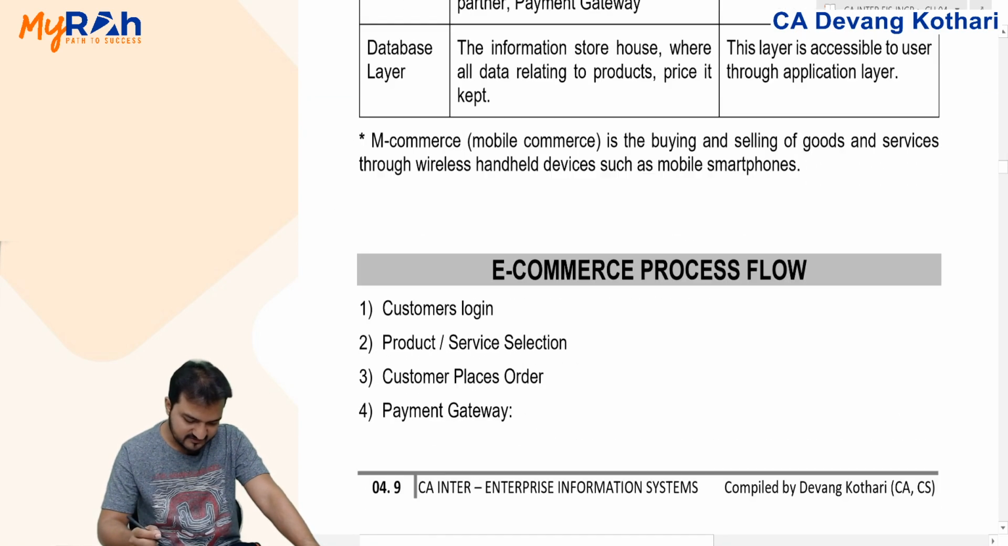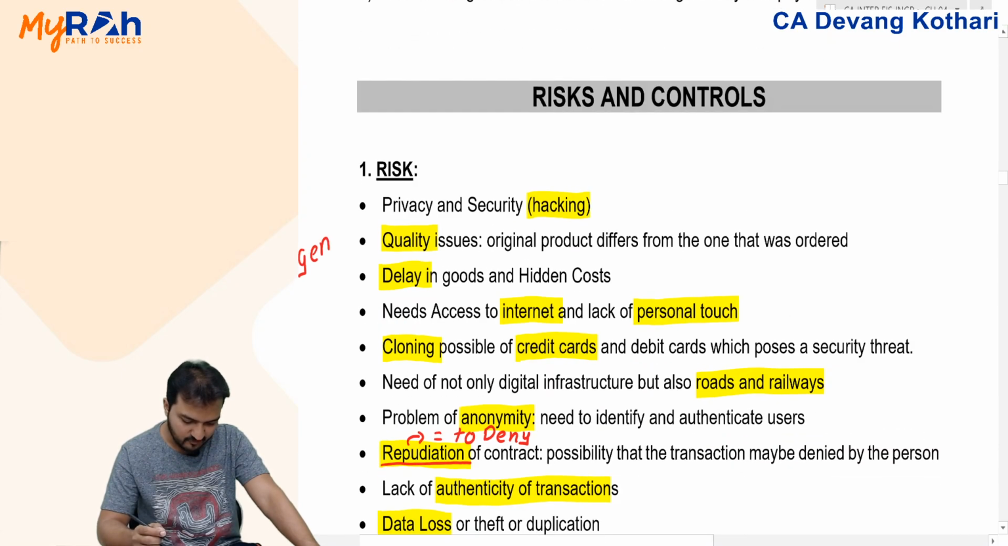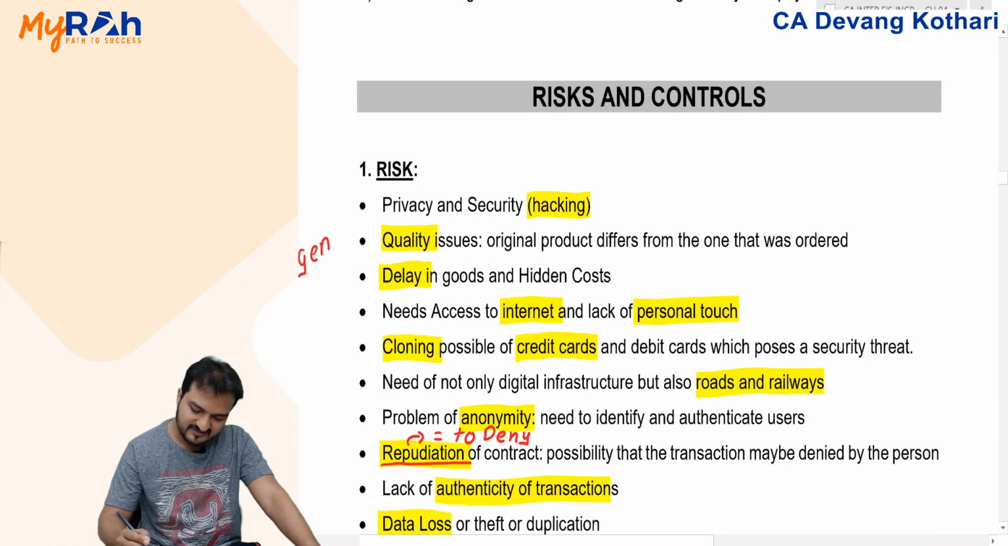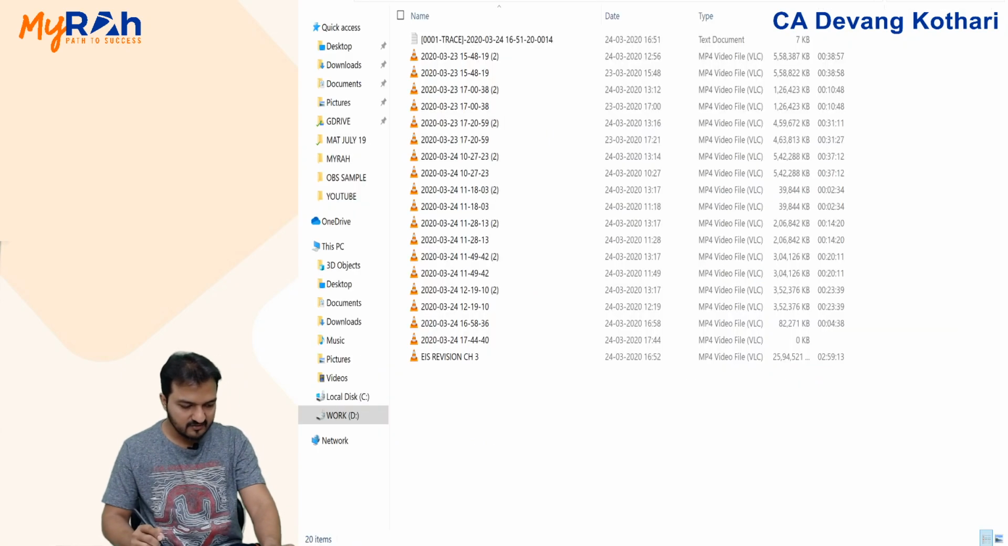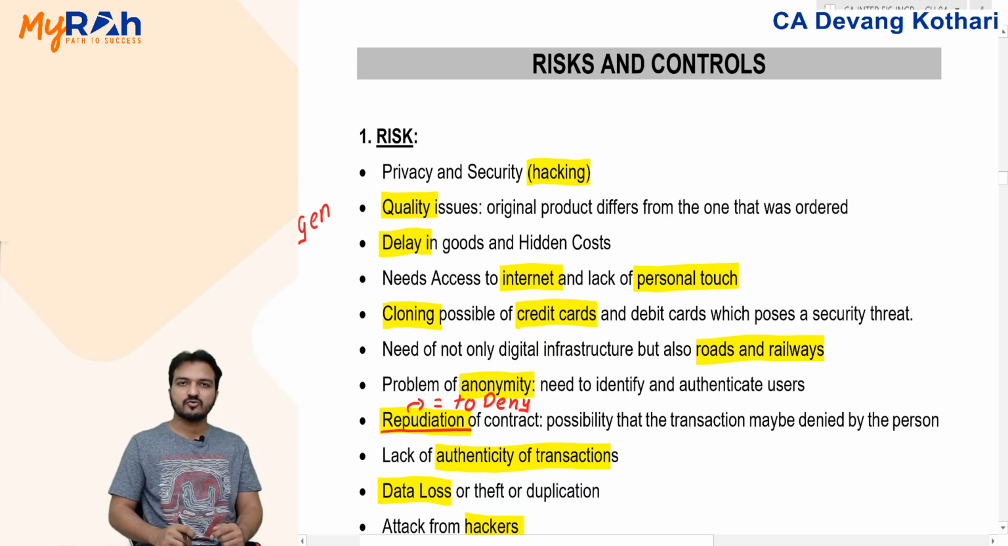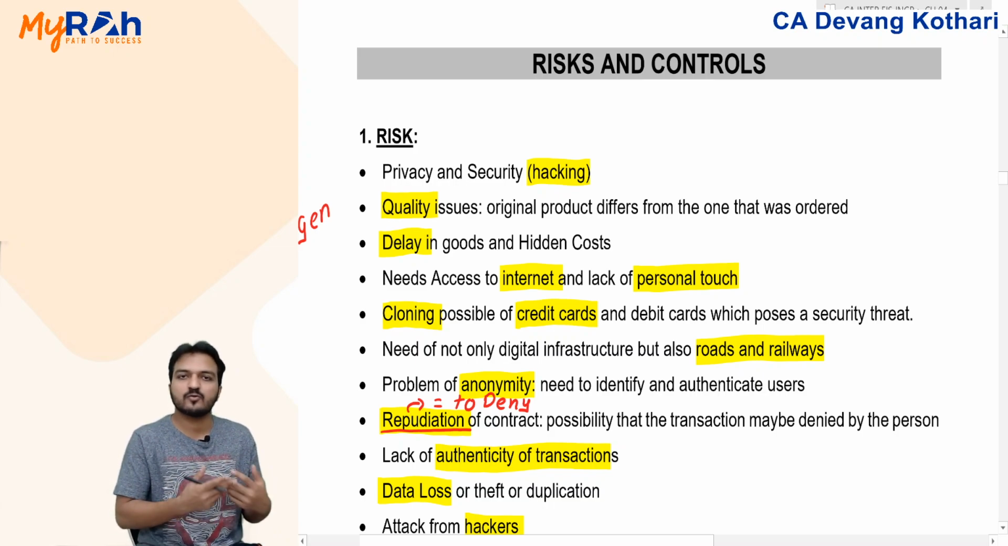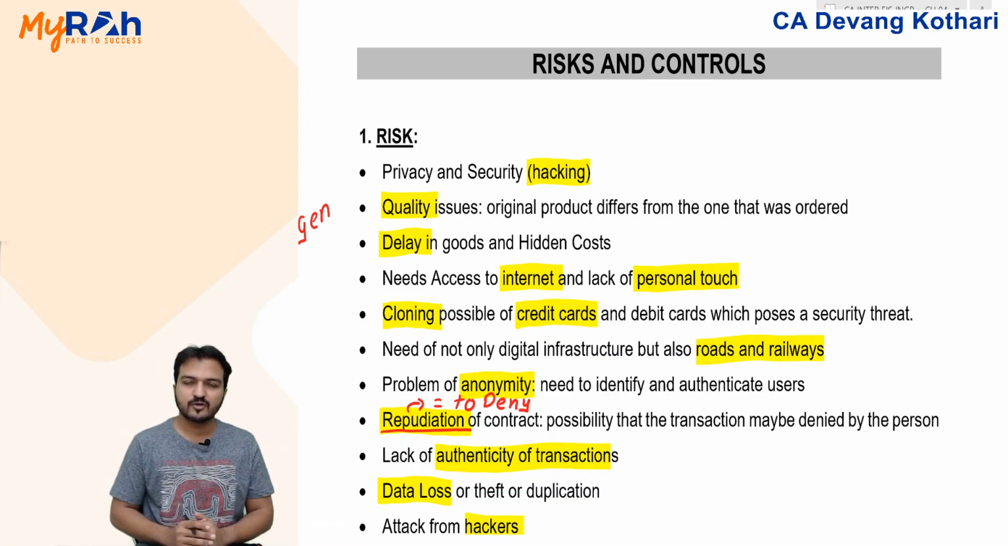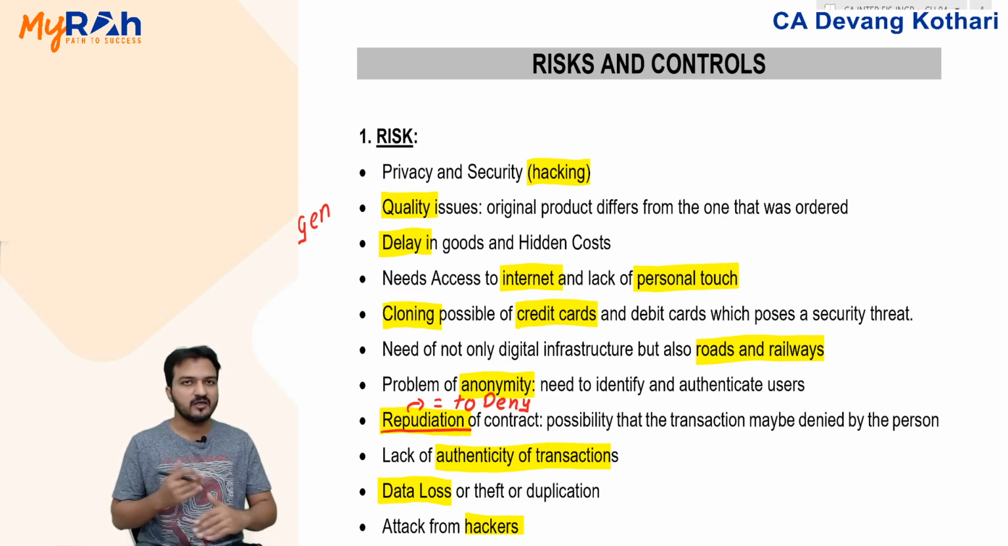The next few things you can read yourself. I am not revising. Going further to risk and controls. Risk and controls are basically covered in almost every chapter. In this chapter, we cover risk and controls regarding e-commerce.